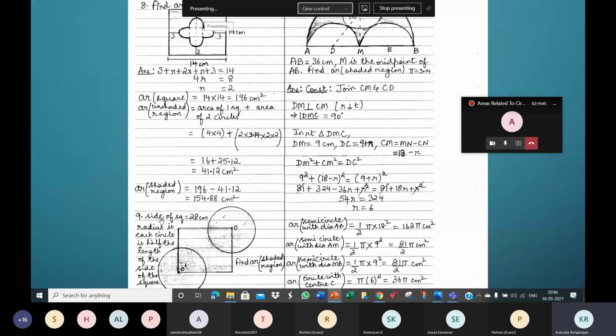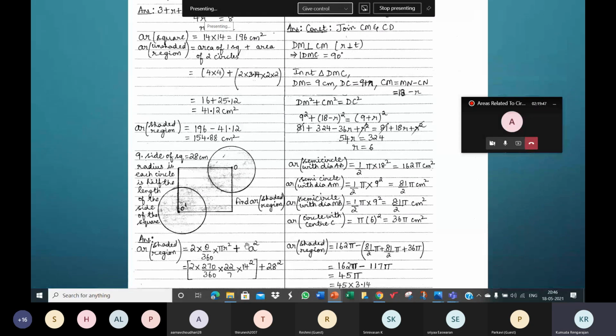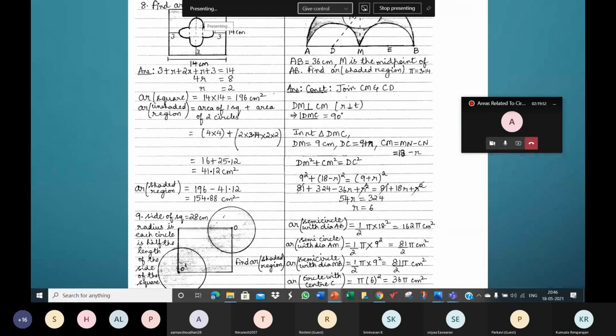All right. Who can tell me the answer for the 9th one? Area of the square plus the area of the two major sectors. Very good. What's the major sector angle?